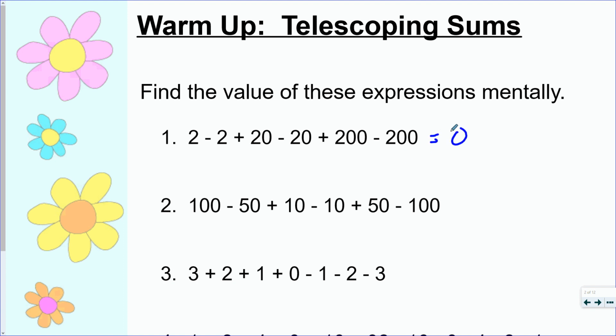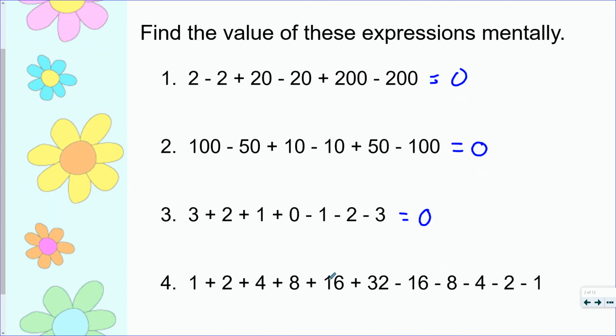What about the next one? I see a 100, I see a minus 100, I see 50. Okay, looks like this one's also 0. And 3 plus 2 plus 1, minus 1 minus 2 minus 3. Clearly, that one's also going to be 0 as well. Okay, how about this one? 1 plus 2 plus 4 plus 8 plus 16 plus 32 minus 16, 8, 4, 2, 1. The answer is not 0.